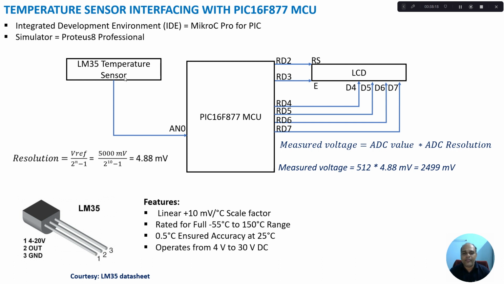So we'll be connecting this LM35 temperature sensor to channel 0 of your PIC16F877 microcontroller. Then we connect a 16x2 LCD in a 4-bit mode to port D. So here port D4, D5, D6, D7 is connected to D4 to D7 pins of LCD, and port D3 pin is connected to enable pin of LCD. Port D2 pin is connected to RS, register select pin of LCD. So this is the block diagram representation of interfacing a temperature sensor with PIC16F877 microcontroller. Now let us go to Proteus environment and build the circuit.